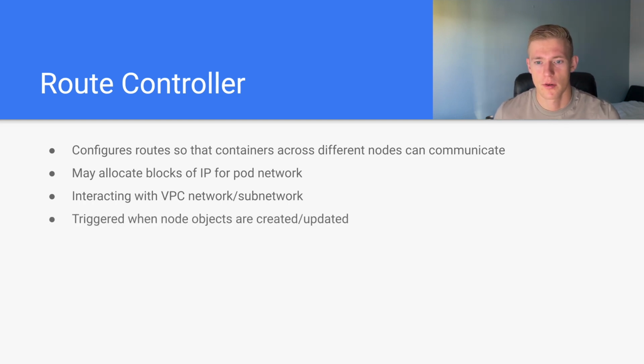It is triggered when node objects are created or updated. So if you were to go and actually dig into the logic in the route controller, you would see that it is dependent on changes to the node object. So these routes that we're setting up using the route controller, they are linked to the nodes themselves.